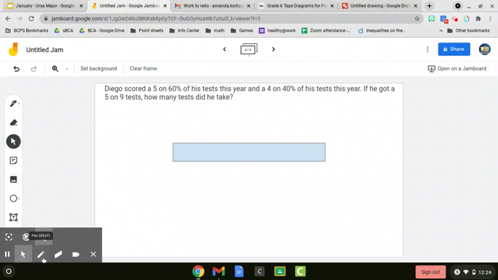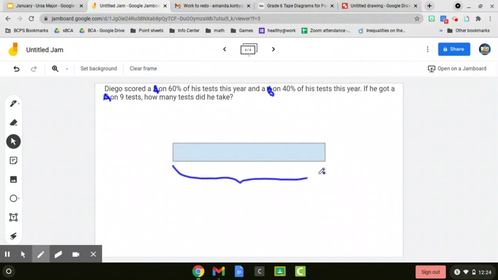So if I wanted to, I could replace those and say an A for a 5. And we'll call 4s a B. So that helps us keep track and not get bogged down in the numbers. Okay, A on 60% of his tests and B on 40% of the tests. So we know that this is 100% of the tests he took. And I've got to figure out what 60% of this bar would look like.